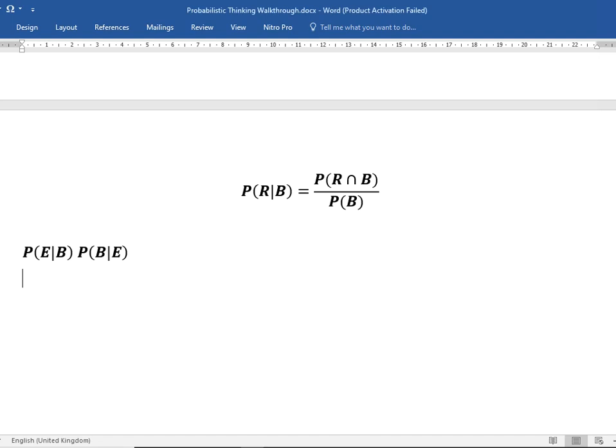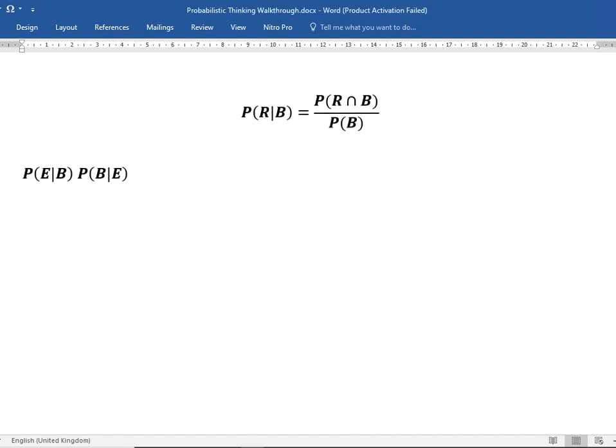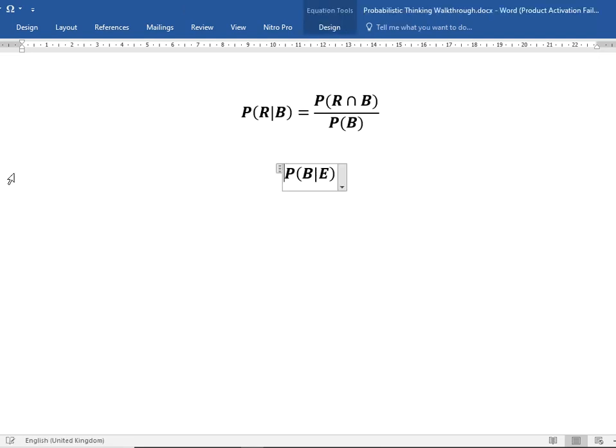All right. So let's try to walk through. Get the formula for probability of B given E. Okay. So that would be this union this divided by probability of this. So the probability of the first union the second divided by probability of the second. Probability of the known event.